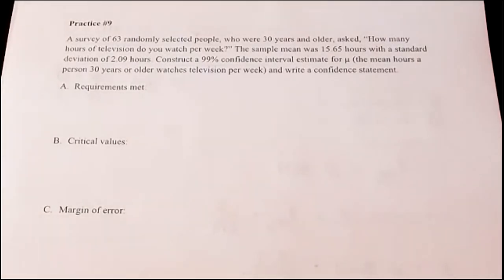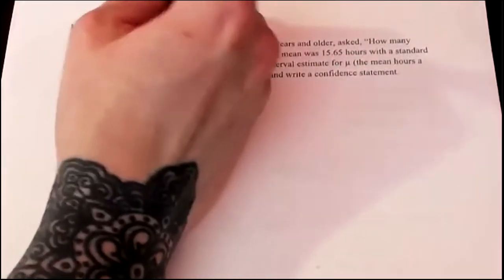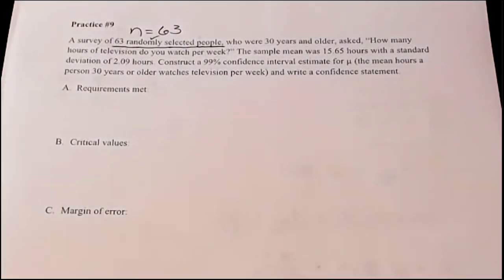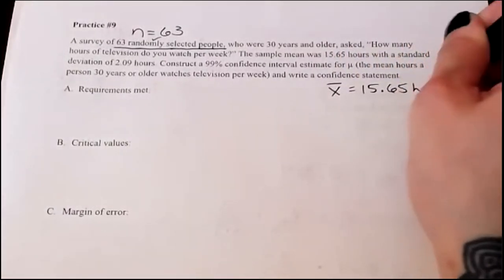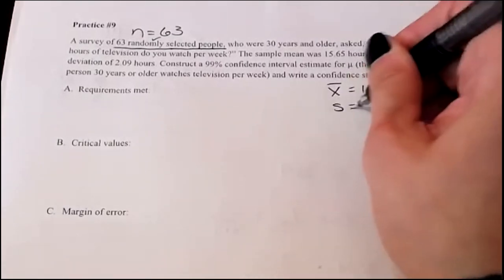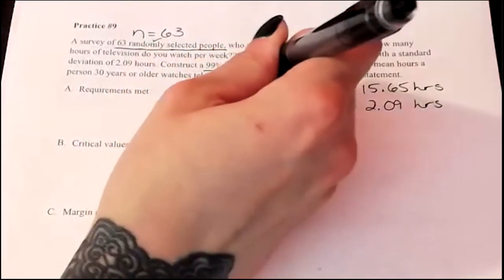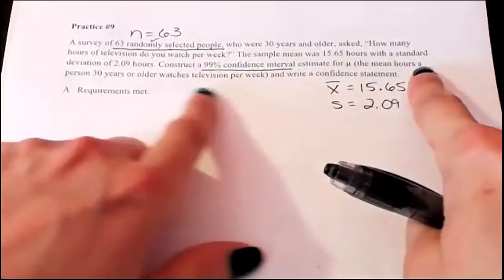Okay, so let's go through the process. The first thing you notice is that there were 63 randomly selected people. So we're going to say N is 63. I'm also going to put a little check mark next to random because that's really helpful. So these people are 30 years and older. They're asked, how many hours of TV do you watch per week? We're told that the sample mean, X bar, is 15.65 hours. We're definitely going to note this with a standard deviation, S, of 2.09 hours. We want to construct a 99% confidence interval estimate for mu, the mean hours a person 30 years or older watches television per week. It's nice because you can actually use this language in your description.